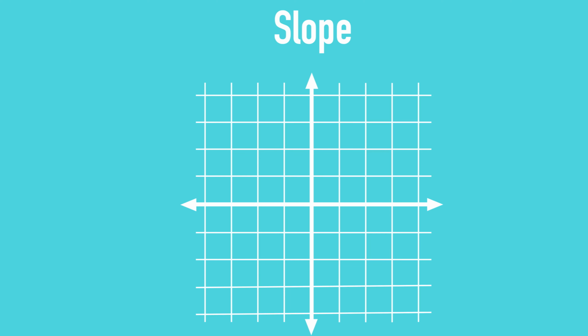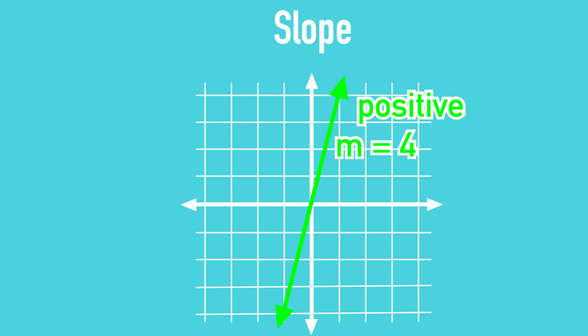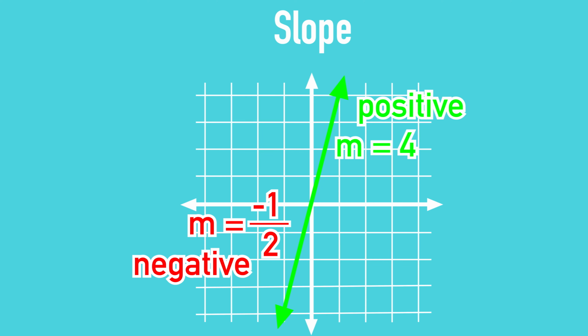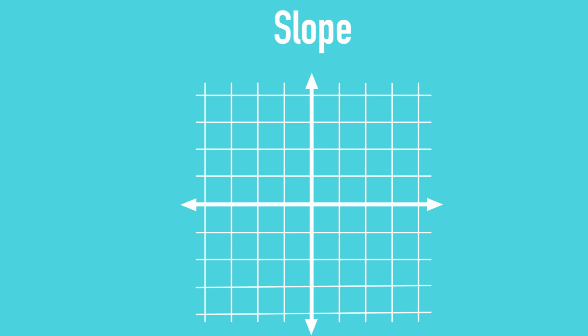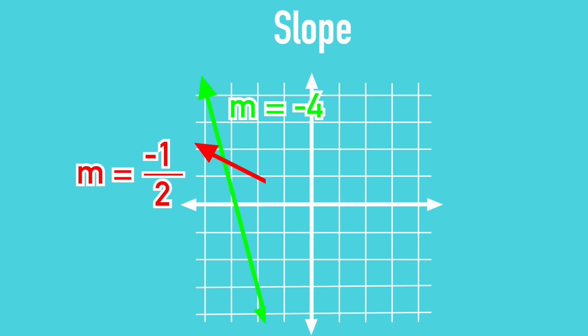We can make a few observations about what the slope of a line tells us. If the numerical slope is positive, the line goes up as it moves forward. If the numerical value of the slope is negative, the line goes down as it moves forward. Furthermore, the higher the number in a slope, the steeper the line will be. So while 2 lines with slopes of negative 4 and negative 1/2 both move downwards, the line with the slope of negative 1/2 does so much more slowly.